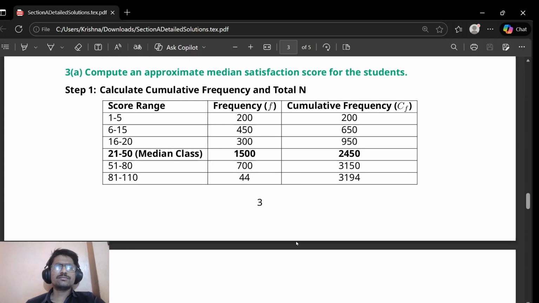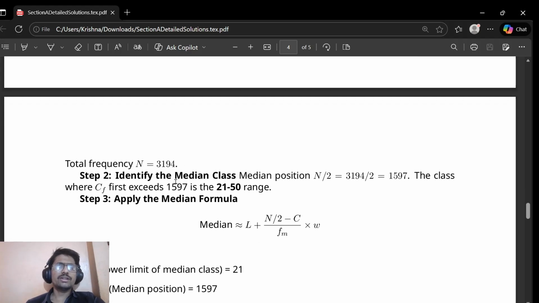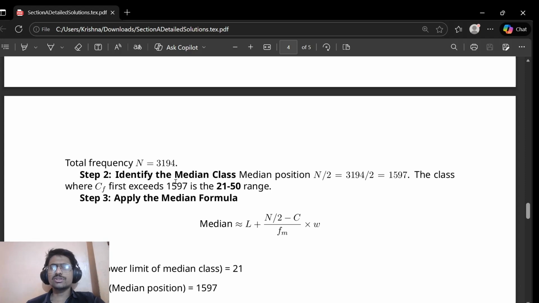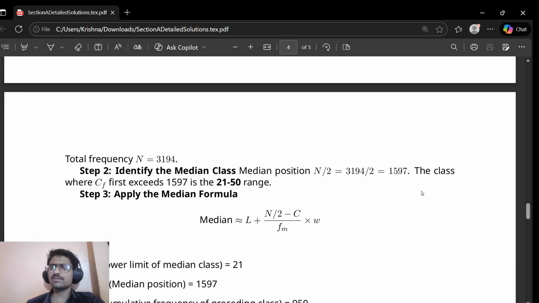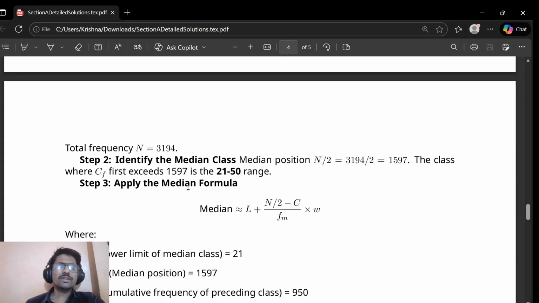And then total frequency n is equal to 3194. Step 2, identify the median class. Median position n by 2 is equal to 3194 divided by 2, which is 1597. The class where the cumulative frequency first exceeds 1597 is the 21 to 50 range.